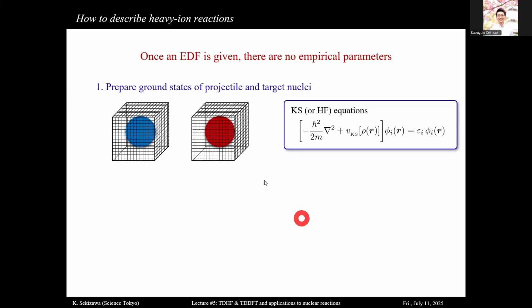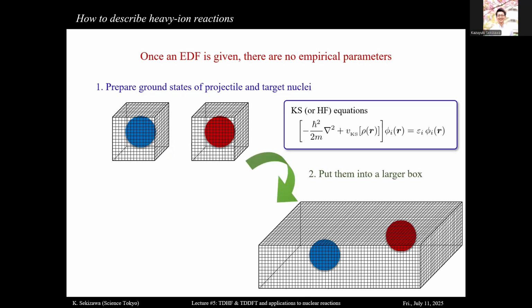So for the static case, we assign neutron and proton numbers for the projectile and target nuclei. And separately, we can solve the Kohn-Sham equation self-consistently, obtaining the ground states of the projectile and target nuclei. And after getting the convergent solution of the Kohn-Sham equation, we can put those wave functions into a larger computational box, okay, to describe the nuclear reactions.